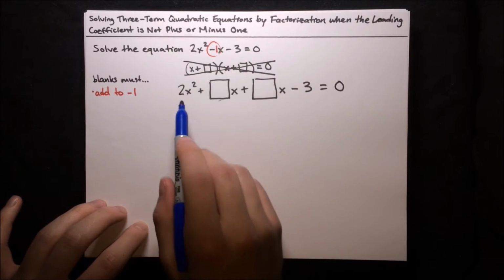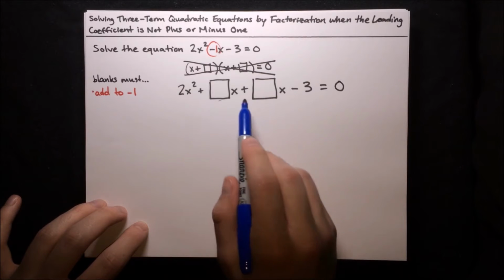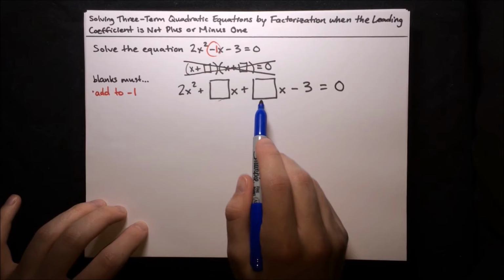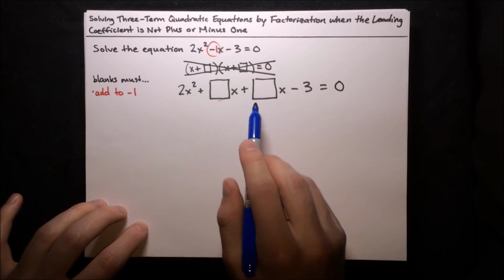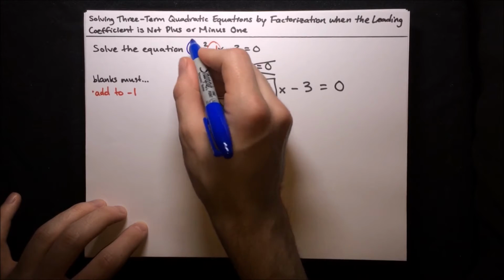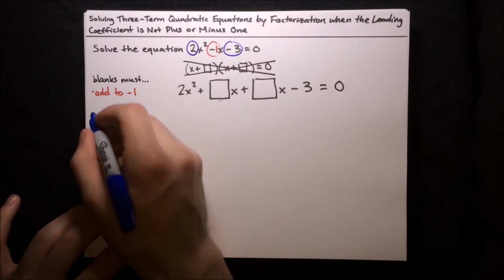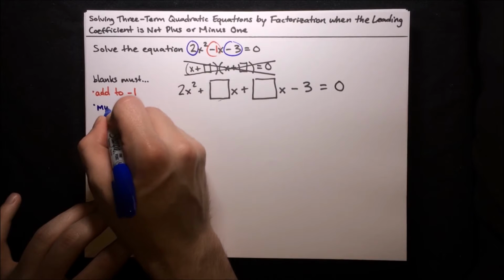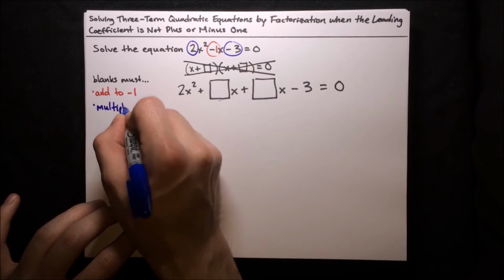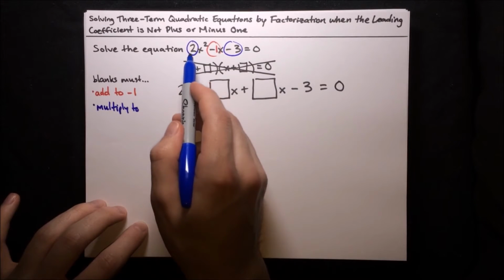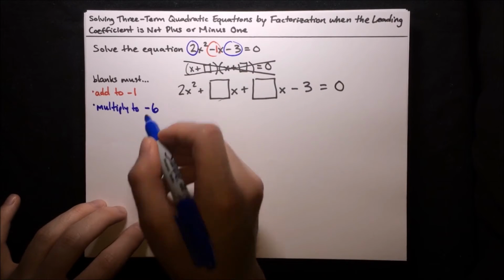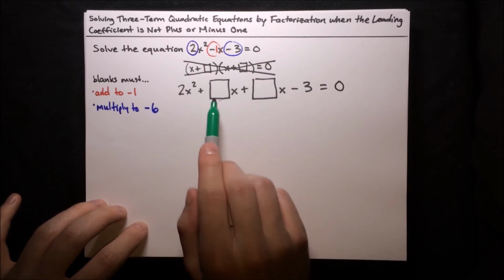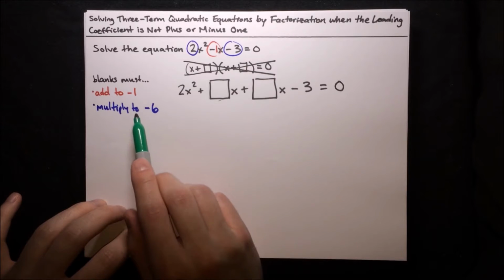Second of all, in order for this new expression to factor nicely, we have to include one more constraint, and that is that the blanks must multiply to the product of the leading coefficient and the constant here. So the blanks must multiply to 2 times -3. So they must multiply to -6. Okay, so how do we figure out which two numbers satisfy these constraints?